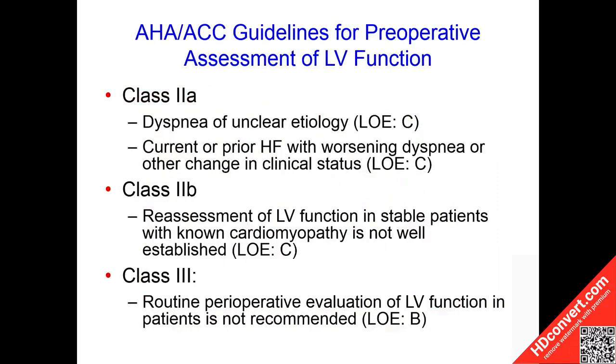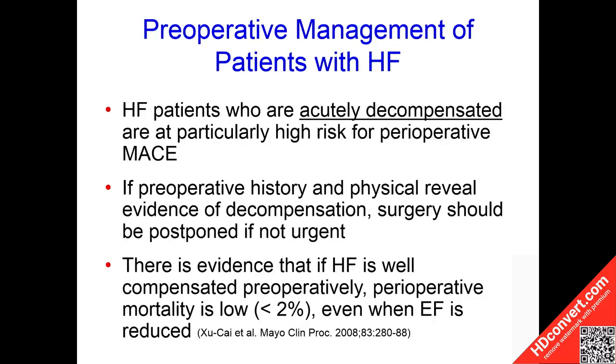We went over a little bit the ACC/AHA guidelines for getting an echocardiogram or preoperative assessment of left ventricular function. If the patient has dyspnea of unclear etiology, it's reasonable to get an echo. If they have a history of heart failure with worsening dyspnea or a decline in functional capacity, an echocardiogram is reasonable. Notice at the bottom that a routine perioperative evaluation of LV function in patients is not recommended. So should we be getting echoes on everybody? No, but I think in the heart failure population, particularly if there's been a change in their status, an echocardiogram is certainly reasonable.